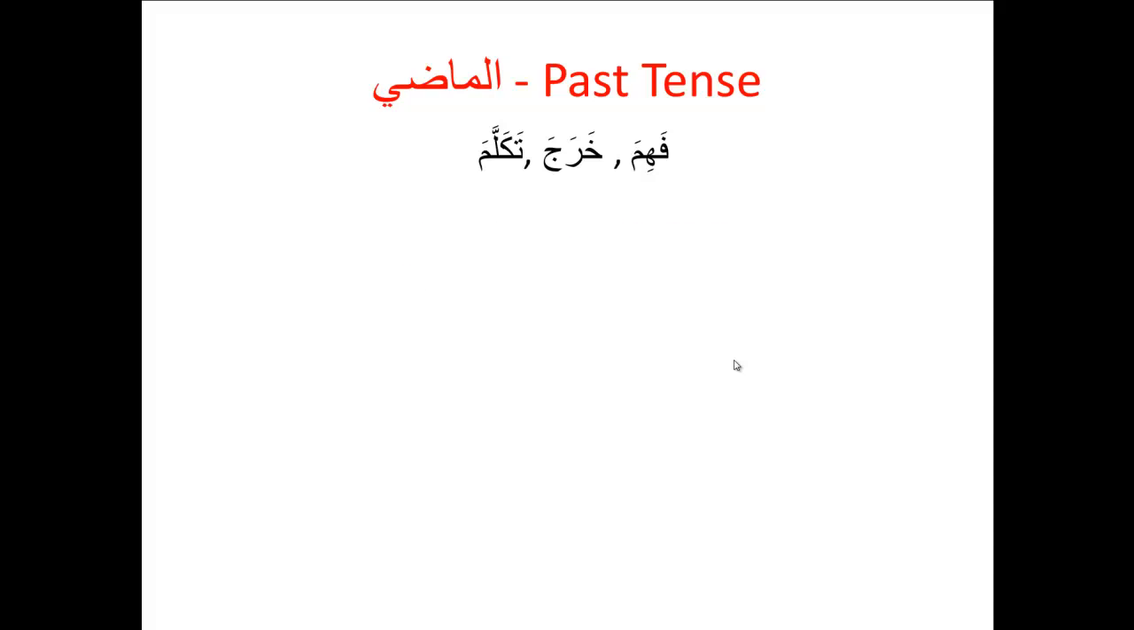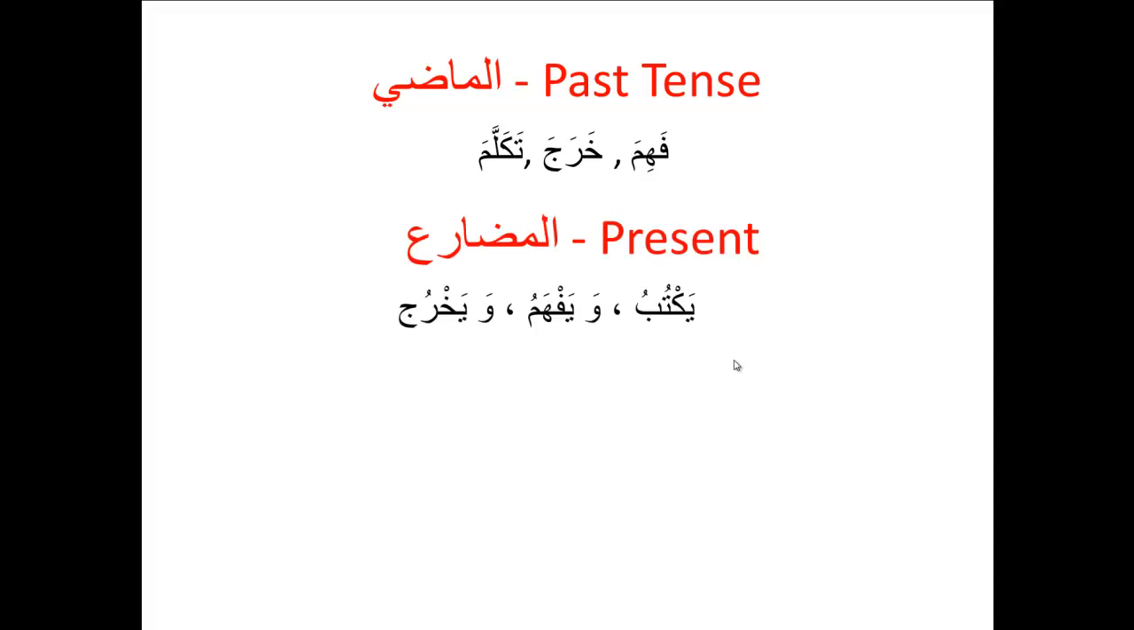The second type of fi'l is al-mudari'. Afwan, al-mudari' is the second type of al-fi'l or verb in the Arabic language. So present tense. So you have yaktubu, or continuous present, should I say? Yaktubu, he's writing. Yafhamu, he's understanding. Yakhruju, he's leaving. So it's happening right now. So al-mudari', which is the present tense. Yaktubu, yafhamu, yakhruju.